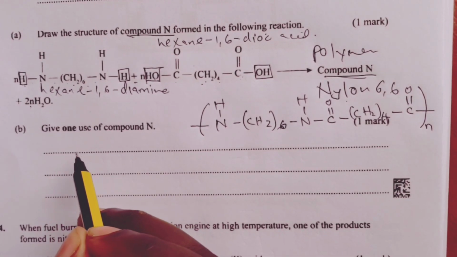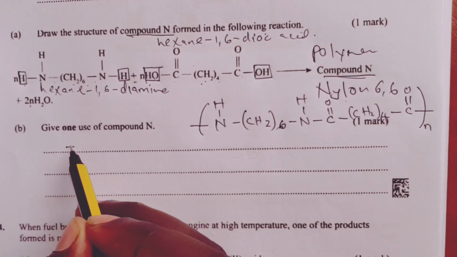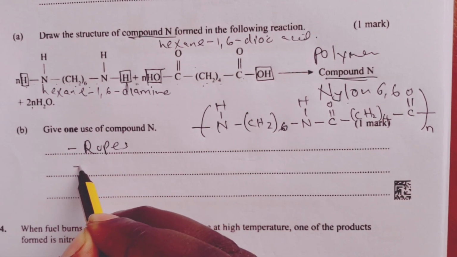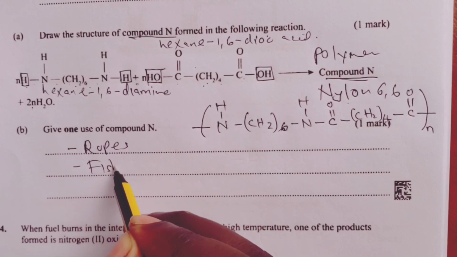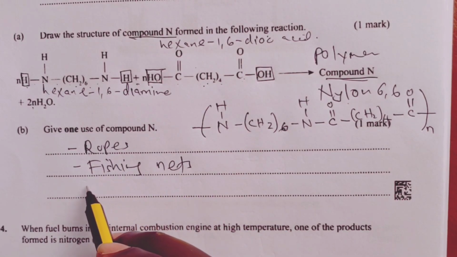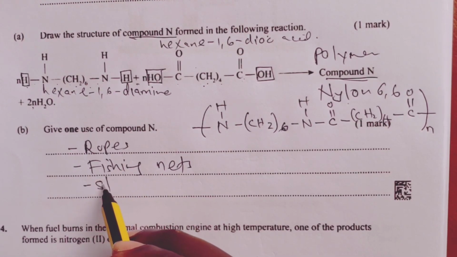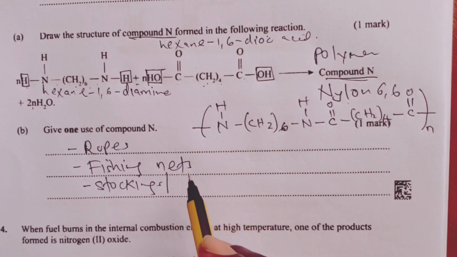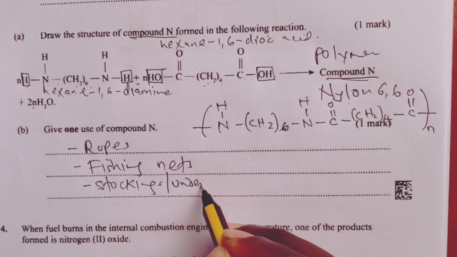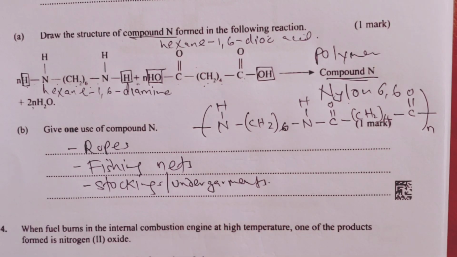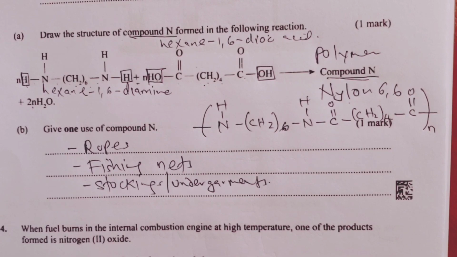Part B, we were asked to give one of its uses. So nylon 6,6 can be used to make ropes. We also use it to make fishing nets. We also have stockings made out of nylon, what most of us would call undergarments. Any one of those would earn our candidates the next 1 mark.